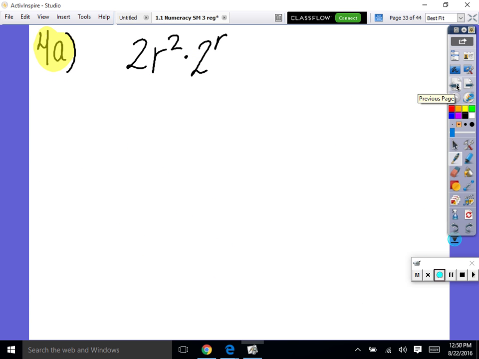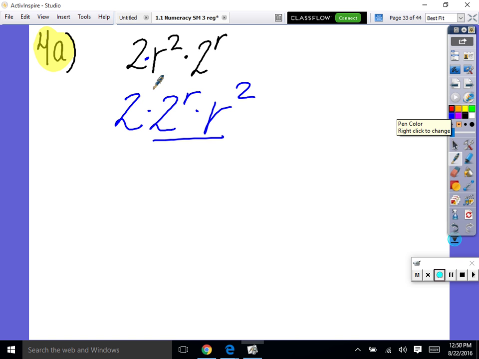Let's start out with this one. This one's probably the hardest one. It's weird. Really different. So, it's multiplication, so we can reorder it. So we have 2 times 2 to the r times r squared. Now look, are those the same base? No. So you can't combine those two. But look right here. Don't we have a 2 to the first times 2 to the r?